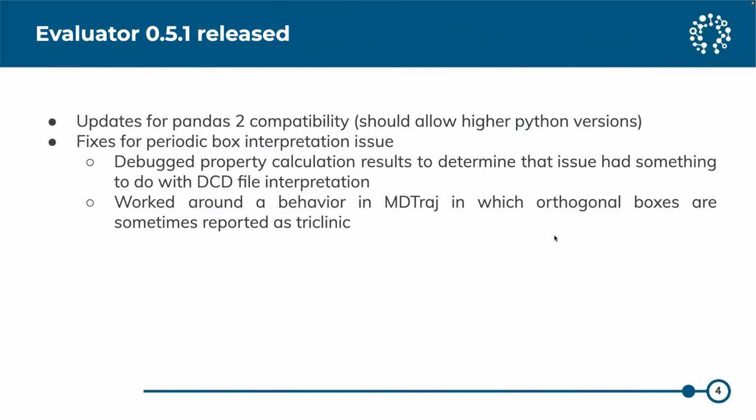And finally, one of the big milestones in the last month is the Evaluator 0.5.1 release. One minor improvement here was the update for Pandas 2, which should unlock some higher versions of Python as well. But I want to shout out Matt and the science team, that's Lily and Jen, and a lot of folks in the Shirts lab as well, for debugging this really difficult issue that we were having with property calculations, where we were getting some really big outliers.